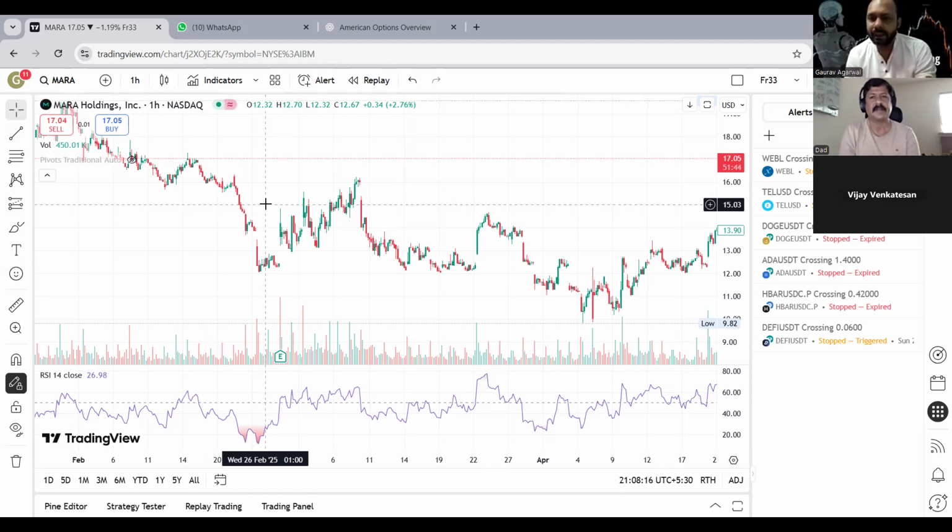Scalping and intraday are mostly for short profits, and swing trading is mostly for more profits. If you are looking for a high percentage of profits, then you can look for swing trading.